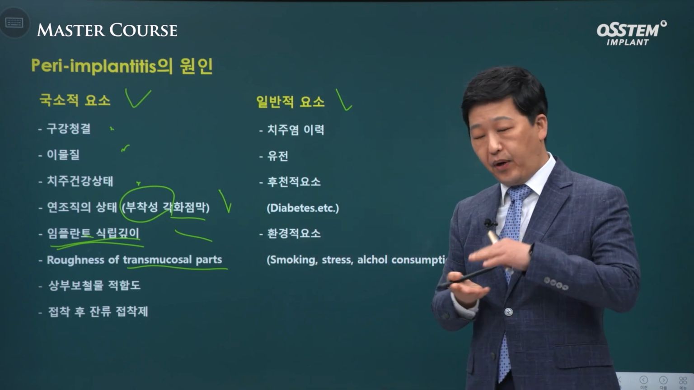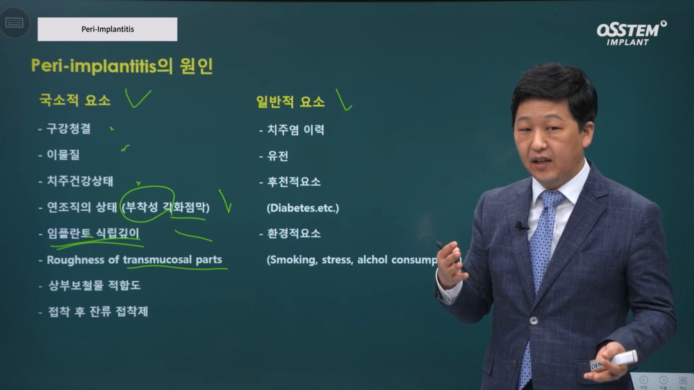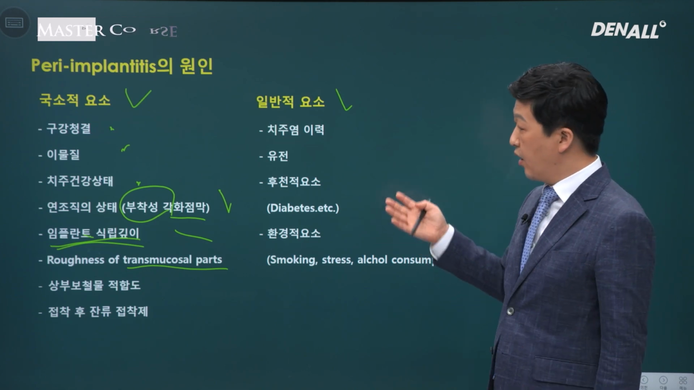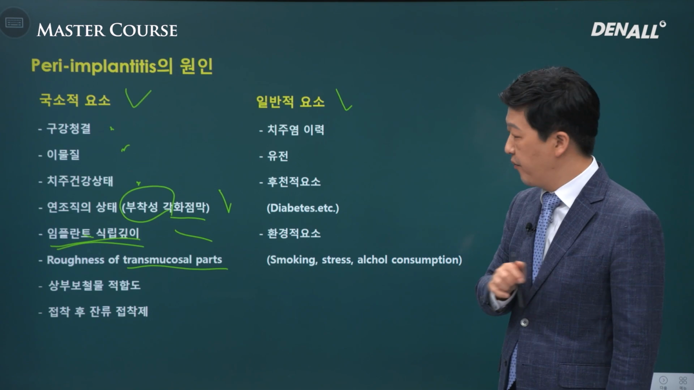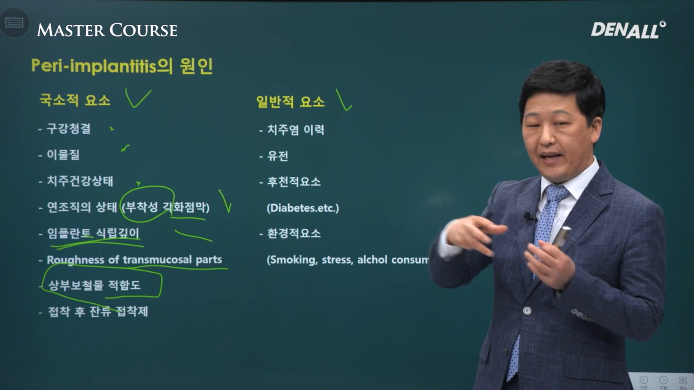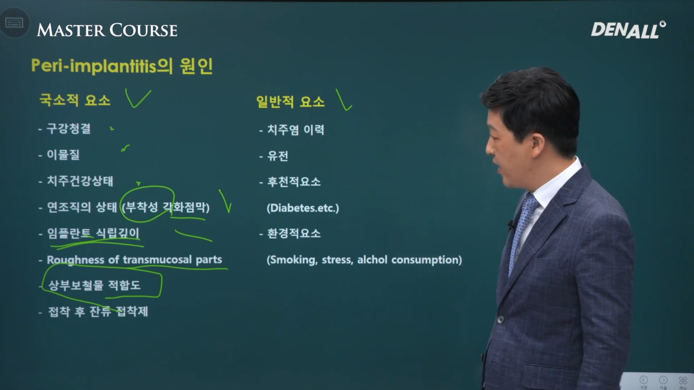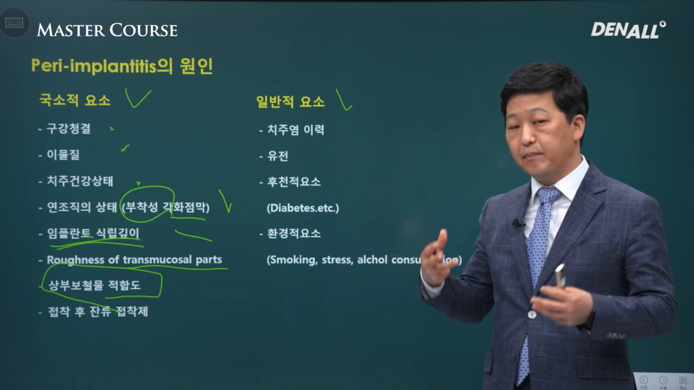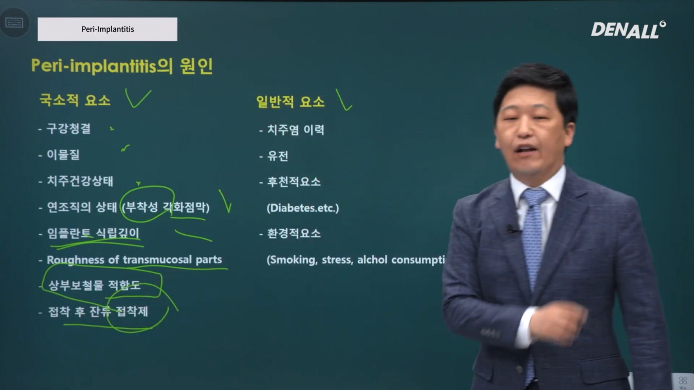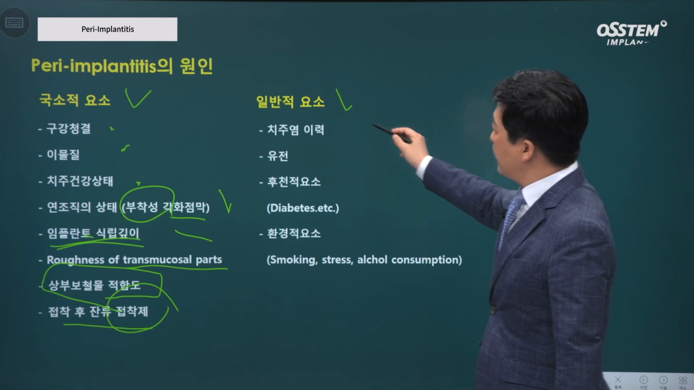Transmucosal part. The roughness of the implant surface can also be a cause of peri-implantitis. Why are these potential causes? If it is rough, plaque can accumulate, and the fit of the superior prosthesis can be a factor. If the prosthesis and abutment do not fit well, it can be a problem, and there can be cement wash. These days, that's why there are many prosthetic options without the use of cement. Excess cement after bonding can be a serious cause of peri-implantitis.